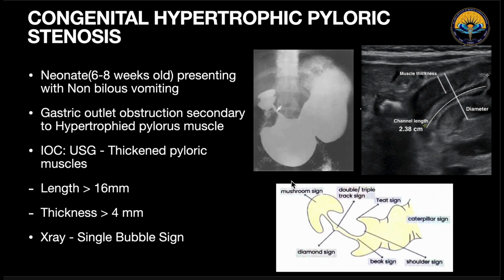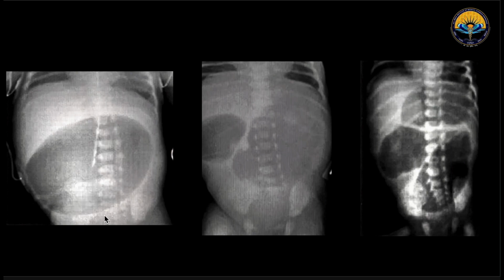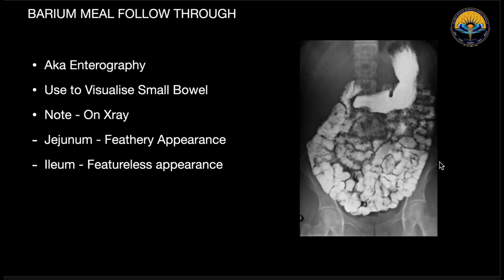There are multiple signs which we see on contrast, like mushroom sign, diamond sign, shouldering sign, beak sign. So like we said, on X-ray CHPS presents as a single bubble sign, whereas if the patient has duodenal atresia or annular pancreas, we will have double bubble sign, whereas we find triple bubble sign in jejunal atresia. So single bubble sign in CHPS, double bubble sign in duodenal atresia and annular pancreas, triple bubble sign in jejunal atresia.